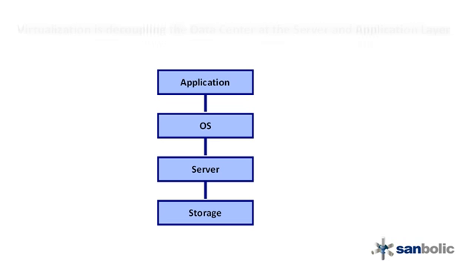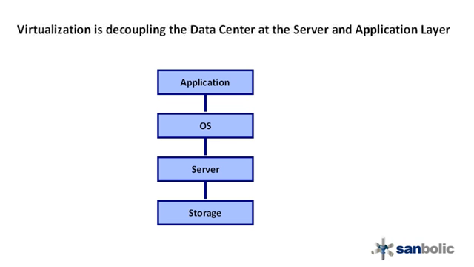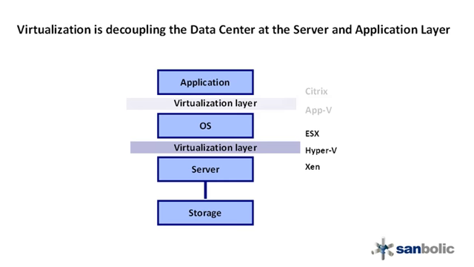Virtualization is beginning to decouple the storage, server, and application silos. Products like VMware ESX, Microsoft Hyper-V, or Citrix XenServer allow multiple servers with their own operating system to easily be placed on a physical server and allow the virtual servers to be easily moved between physical servers. Products like Microsoft App-V and Citrix XenApp decouple the link between the application and the server, allowing an application to run without being installed.